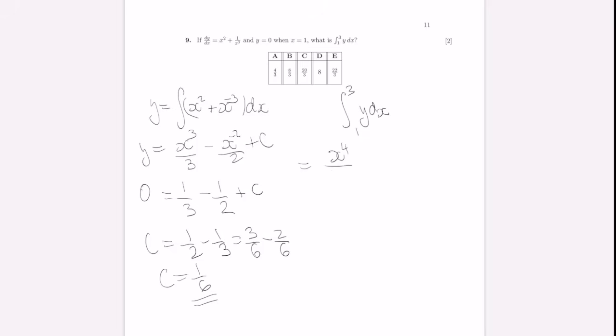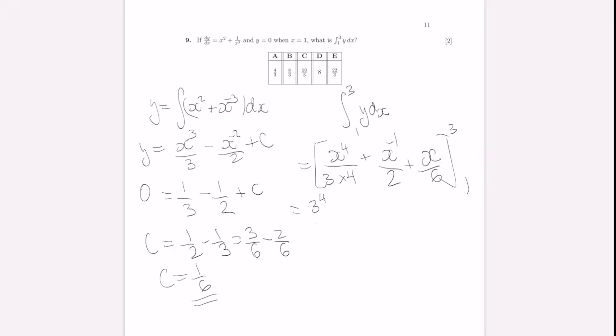We're going to get x to the 4 over 3 times 4 in the denominator, plus x to the minus 1. Notice how the minus changed to plus because I've divided by minus 1 over 2, plus, what are we going to get? The constant was 1 over 6. So this here is just going to be, because that was a constant, it will just be x over 6. And this here will be evaluated between 1 and 3. Okay, let's plug in the numbers carefully.